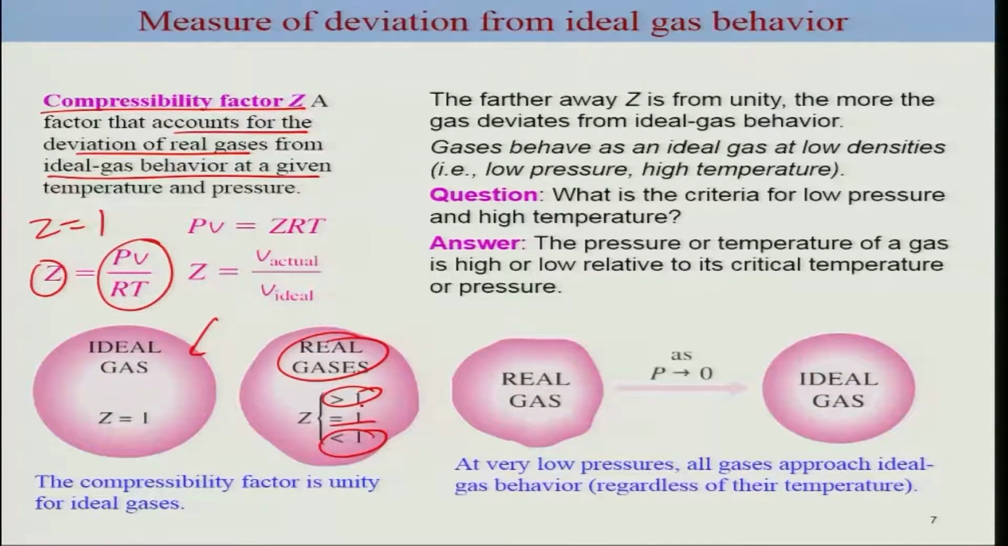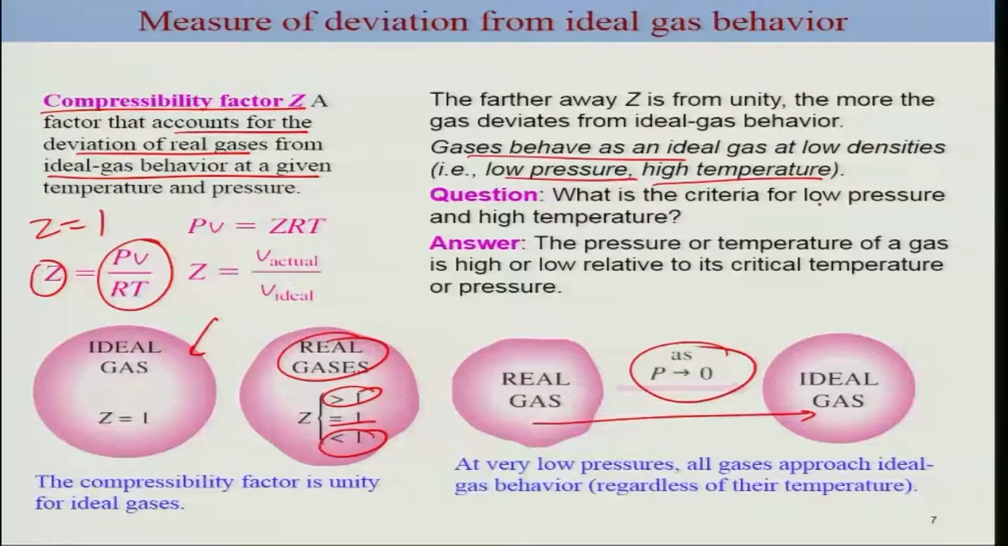So this is quite useful in many applications. Now we know that gases behave as an ideal gas at low density, that is, low pressure and high temperature. We have already illustrated this based on the graph which we have used, which essentially means that as pressure is low, the real gas behaves like an ideal gas.